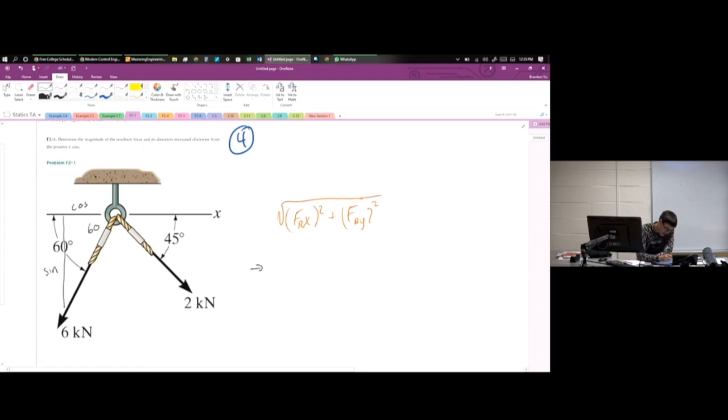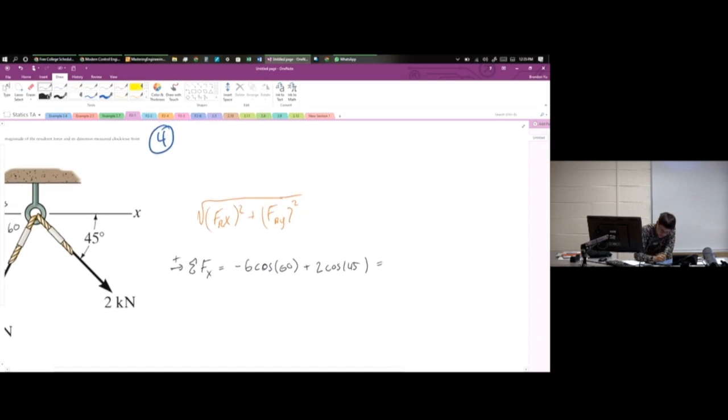So if I do the rightward plus sum of forces in the Fx direction, I'm going to get negative 6 cosine 60, and I'm going to have plus, what is the other force going to be? Correct. So that's going to be 2 cosine 45, right? And when I plug that into a calculator, I'm going to get negative 1.58578. And then what's going to be your units? You're going to have kilonewtons instead of newtons this time, right?